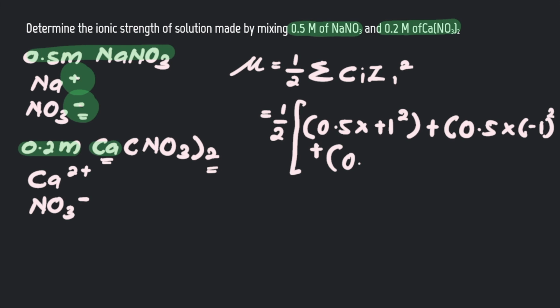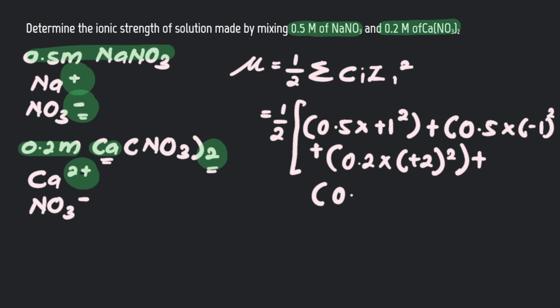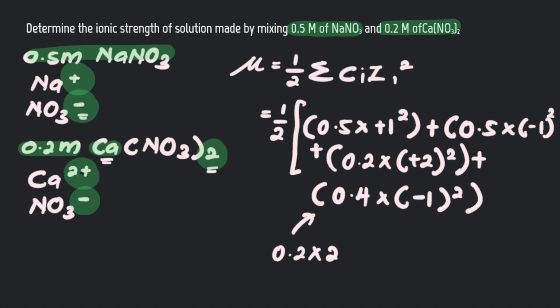So it's going to be 0.2 times the calcium is positive 2. So positive 2 squared plus, so for this one, because you have 2 here, this 0.2 molar, you need it to be 0.4. So why is 0.4? It is 0.2 times 2, right? So times negative 1 squared, right?